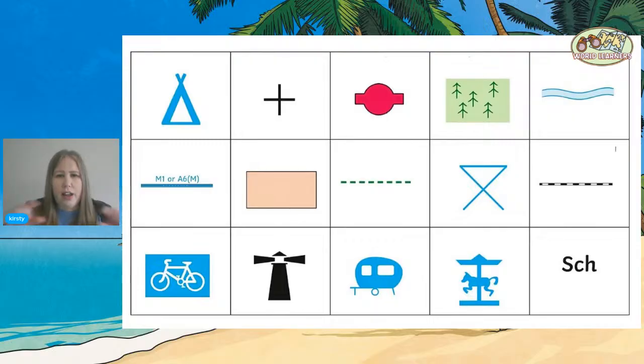Circle with the line going through it. So that red one, we think could that be a train? Could it be a train station? What do you think? Got a few more guesses coming in.